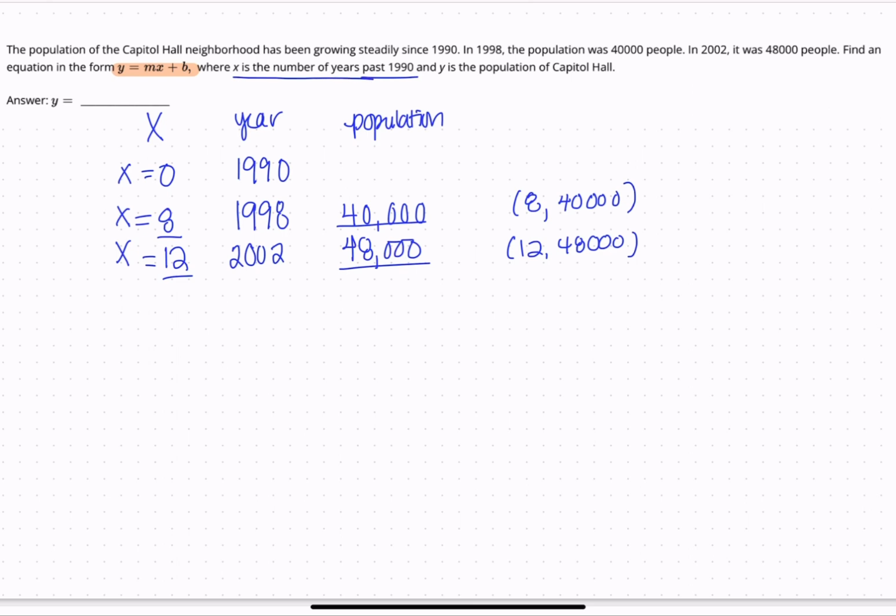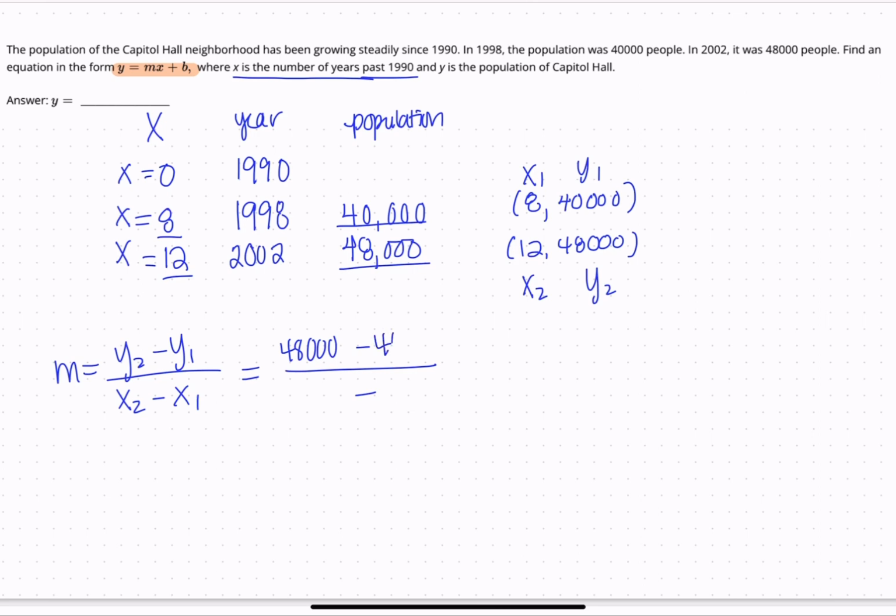So now that I have 2 points, I can calculate my slope. Remember, the formula for slope is y2 minus y1 over x2 minus x1. So this is my x1, this is my y1, this is my x2, this is my y2. I'm going to set up my formula with the subtraction in there so I don't lose that. It gives me 48,000 and 40,000, and then I have 12 and 8. Executing my subtraction gives me 8,000 over 4, and that reduces to 2,000. So every year, because this is based off linear data, we are gaining 2,000 people per year.